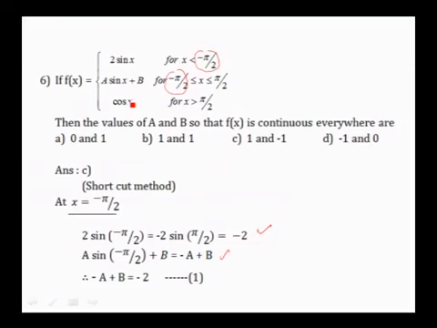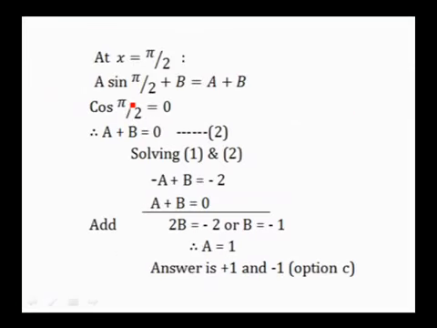You get another equation. If you take these two equations and solve, 2b is equal to minus 2, or b equals minus 1. If you substitute b equals minus 1, you get a equals 1. So the answer is 1 and minus 1. Option C is the answer, because a is 1 and b is minus 1.